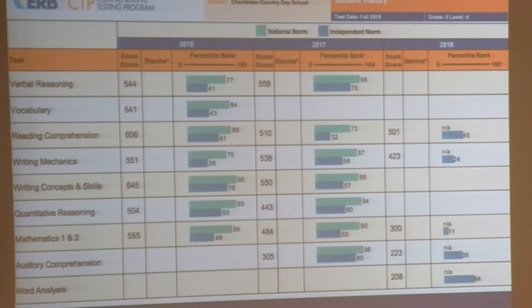Then we have writing mechanics, which was our area kind of to look at. 423, 538, 551. So they are actually making growth in that area, and it may be that punctuation piece just needs a little bit of support, but overall they're making growth. Quantitative reasoning, 443, 544. Oh, sorry. Writing concepts and skills, 550, 645. That's fantastic. It's a lot of growth. Math, 300, 484, 555. Great. So all these areas look good.